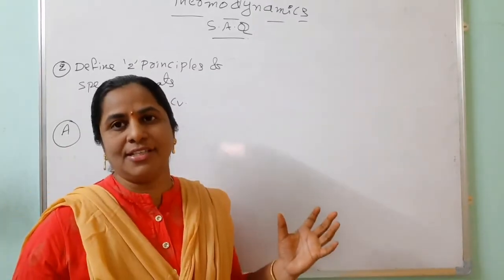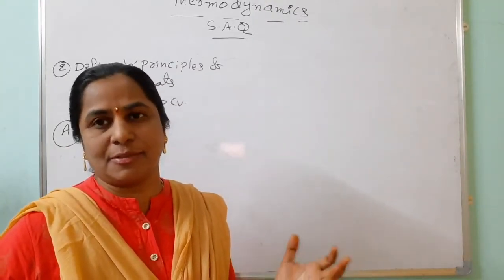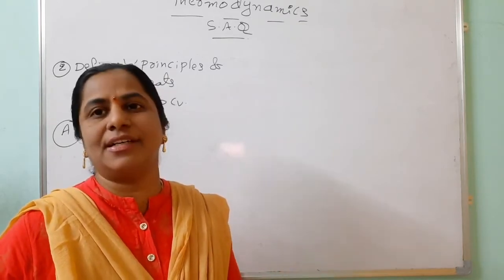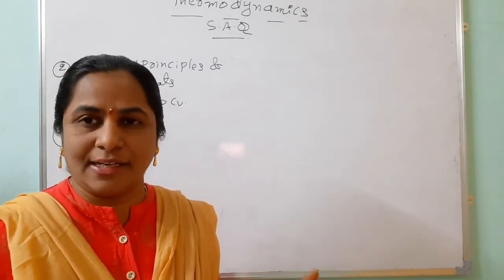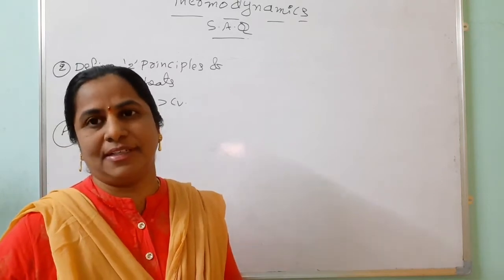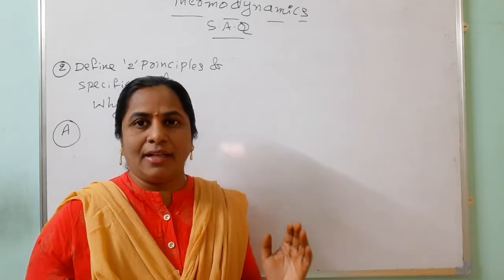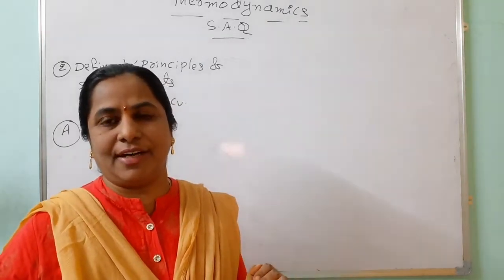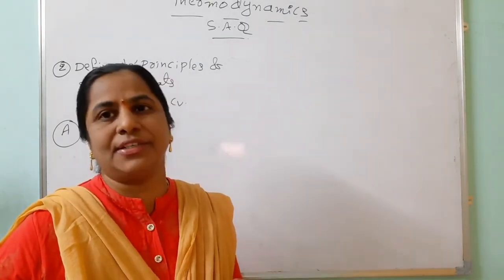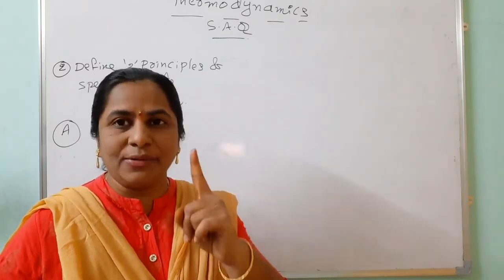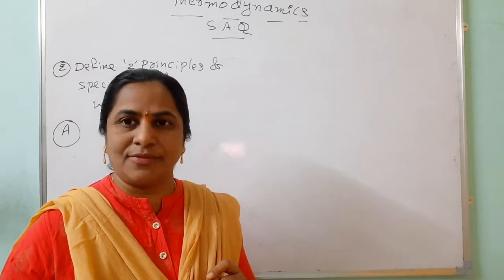The second short answer is: define the principles of specific heats. How many types of specific heats are there? At constant pressure it is represented by Cp, and at constant volume it is represented by Cv. So generally, what is the specific heat? The amount of heat energy required to raise the temperature by 1 degree centigrade. How much energy is required per unit mass? That is called specific heat.